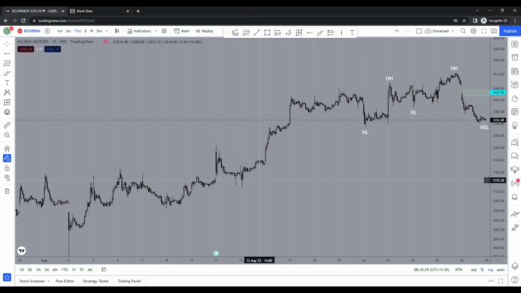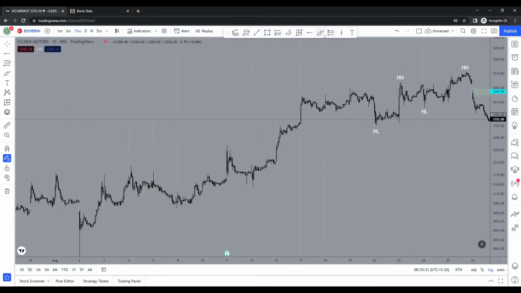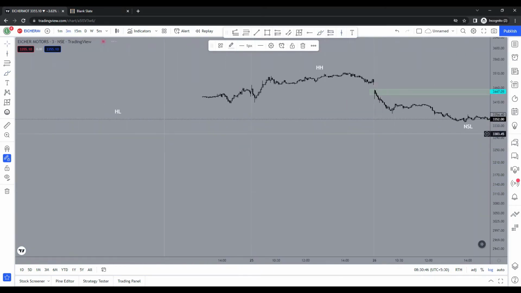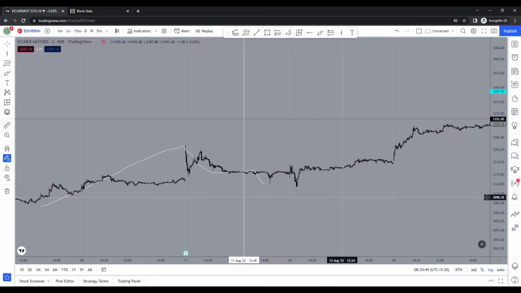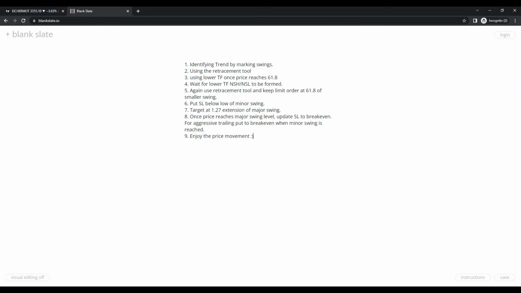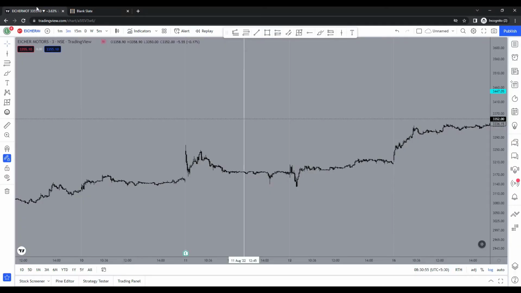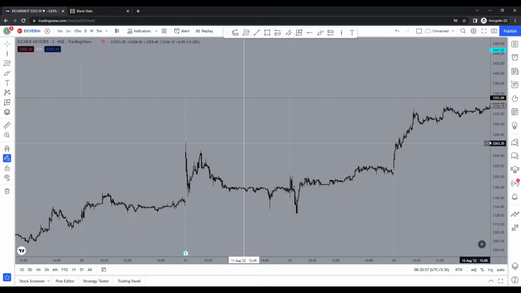If you see here, right? This was a swing to the upside, right? We got retracement here. Perfect. Now, if you drill down to lower time frame, which is my third and fourth point, I'll be explaining here.